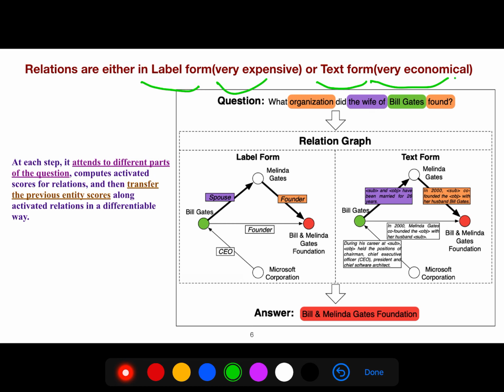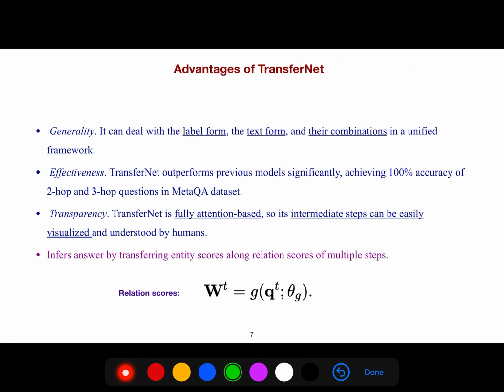And so converting a text to knowledge graph, people say it is expensive, but nowadays it is becoming less and less expensive. But still it takes time. So it's an intermediate step. So you could use it for text, because your relation could be text, or just a very expensive label. And then there are some advantages. It's general. You could use it for label, text, or a combination of them.